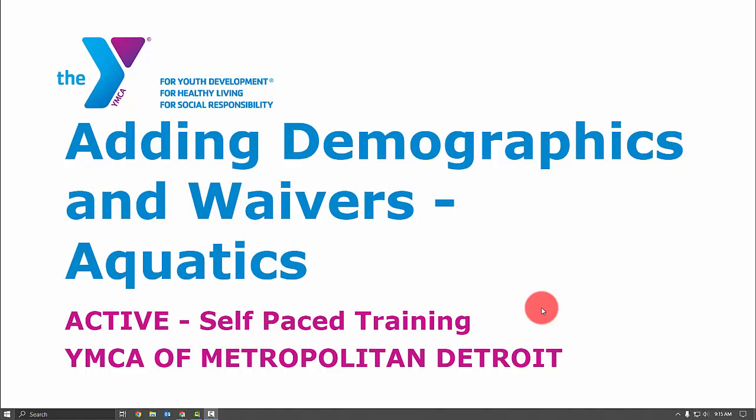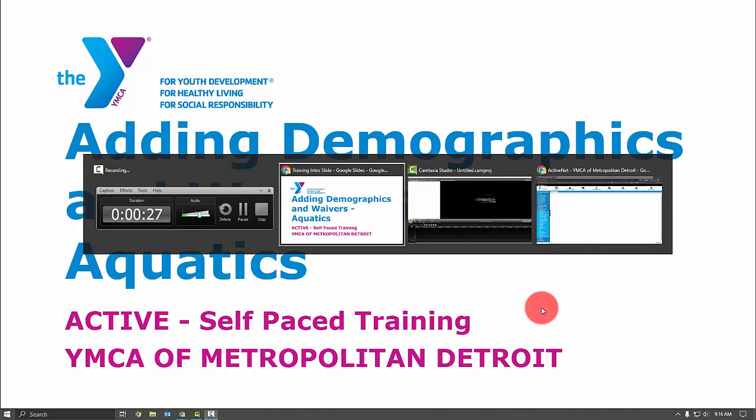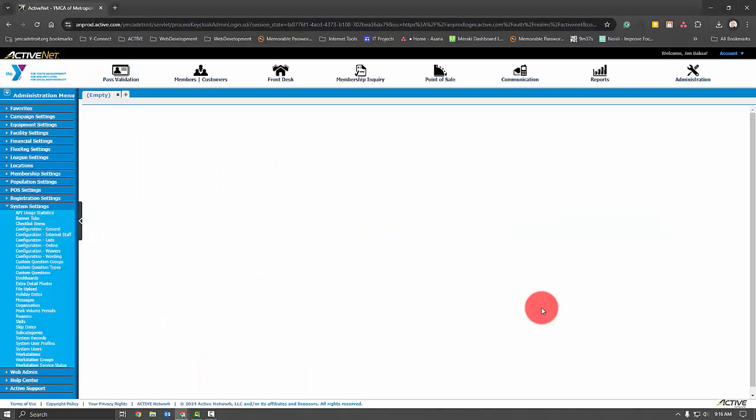This is a quick hitter for adding demographics and waivers to aquatics programs. This is going to be used specifically around aquatics programs and has a lot to do with grants like the J. Farner grant and YUSA grants. So let's jump right into it. We're going to jump into Active here.